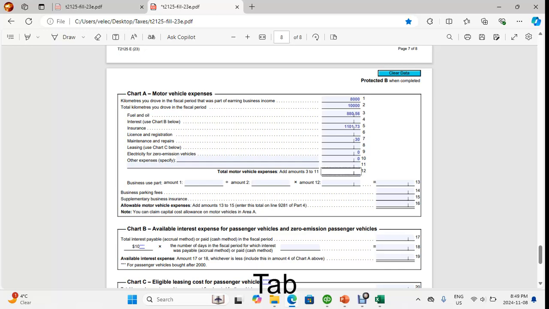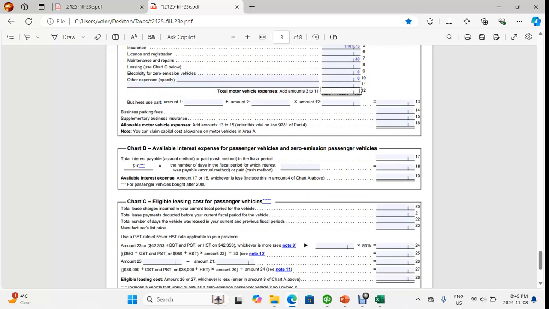All right, so your total motor vehicle expenses, again, we have to go back to chart B to figure out our interest. This is available interest expense for passenger vehicles and zero emission passenger vehicles. Now for this interest, your total interest payable for a vehicle, let's say this is $1,000. And total number of days in the fiscal period for which the interest was payable.